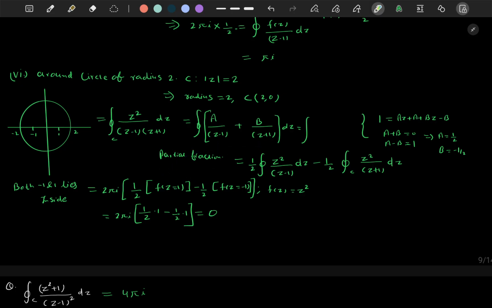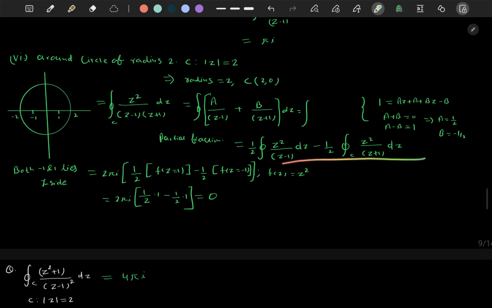A upon z minus 1 plus B upon z plus 1. You will get the values of A and B. If you don't know, I can explain. Okay, I will explain it. So what we will do here: z square by (z minus 1)(z plus 1). Here we only solve it. So what you will get: Az plus A, Bz minus B will be equal to 1. So A plus B is 0 and A minus B will be 1. When you solve this, 2A equal to 1, so A equal to 1 by 2 and B equal to minus 1 by 2.